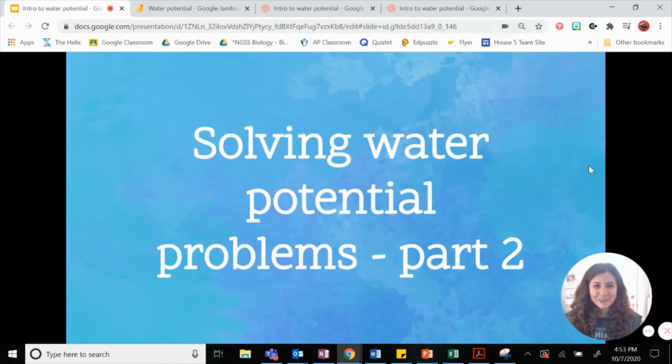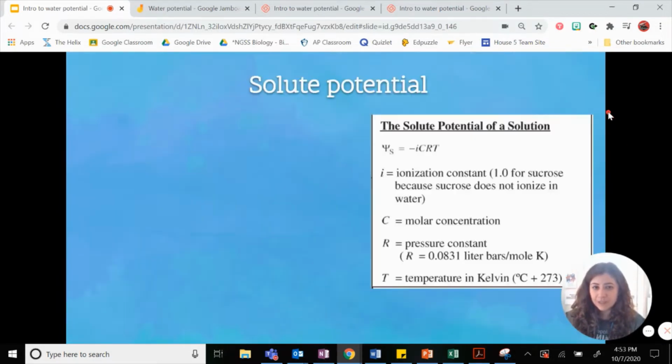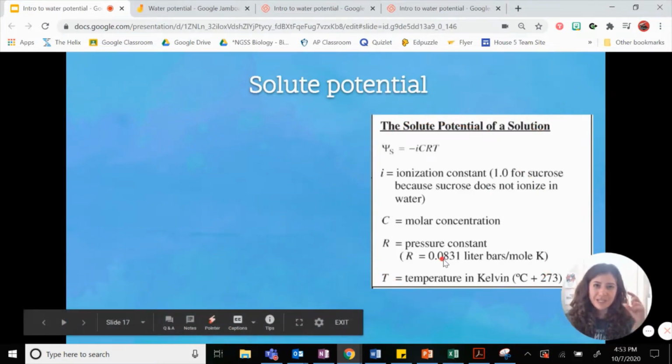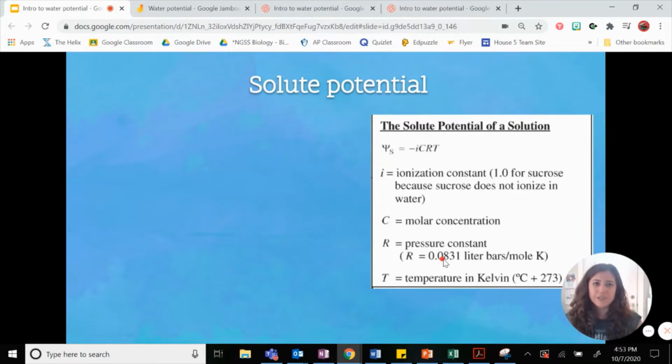All right, now let's do a little bit harder round of problems. Let's do some water potential problems. Well, now we also have to solve for the solute potential. So solute potential, this is straight from the formula sheet as well. It's just that second half of the water potential section.